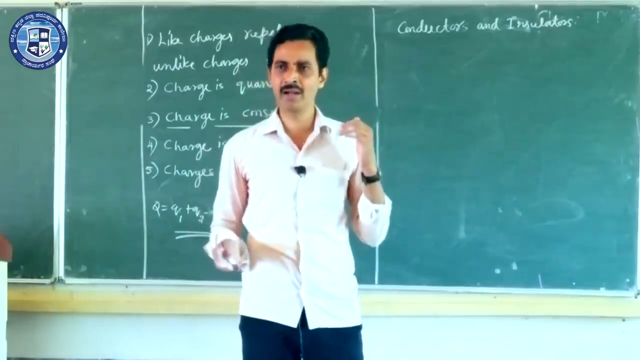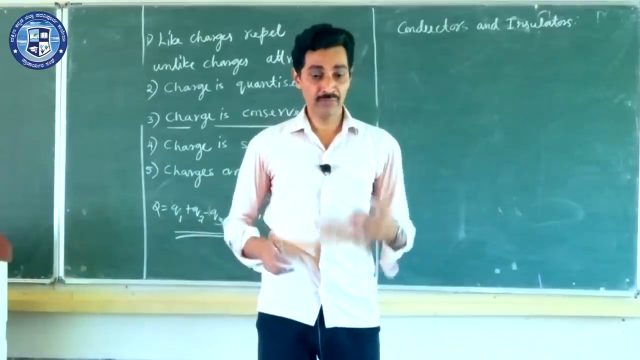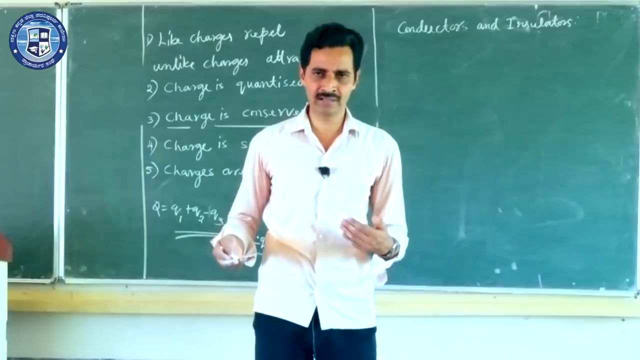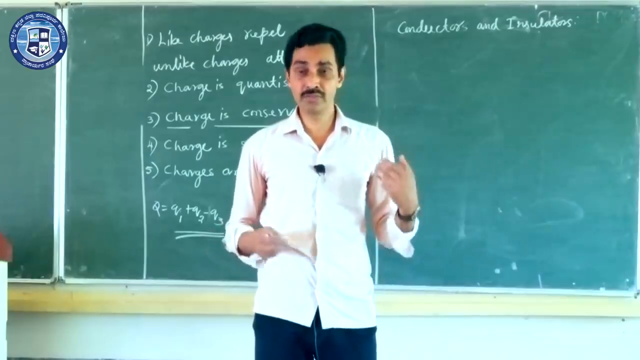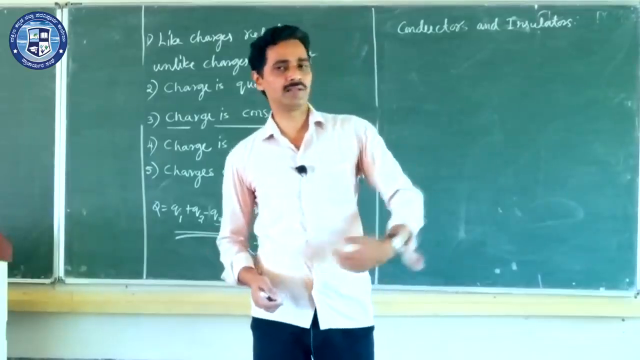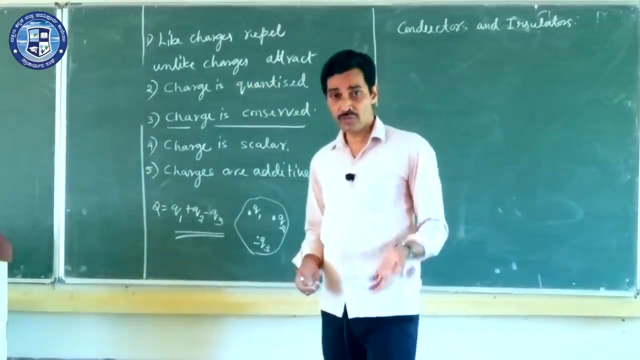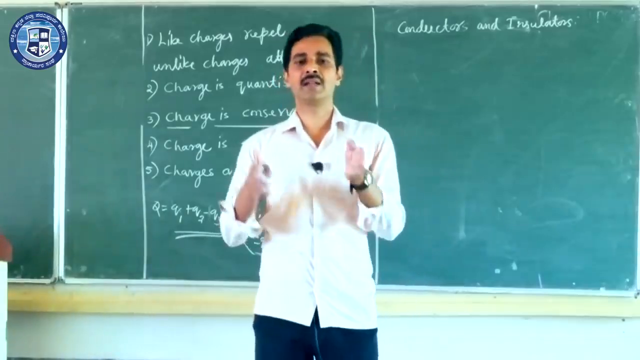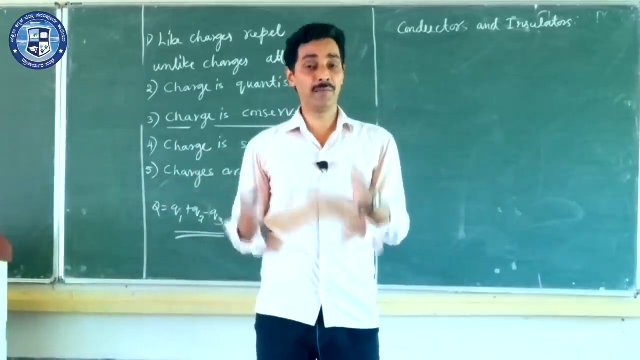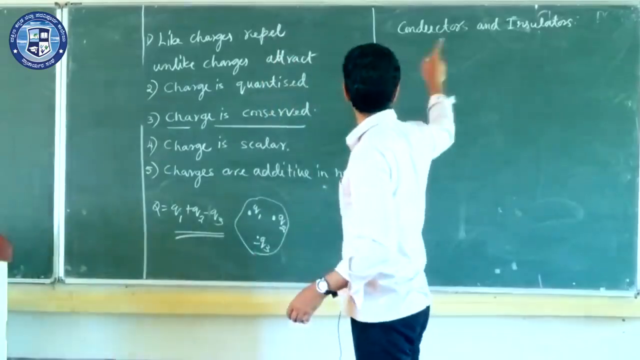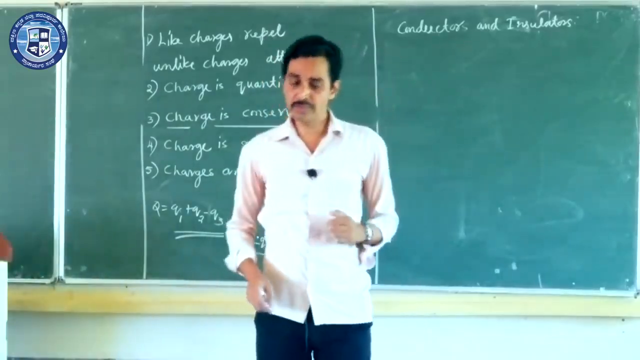Sir, why are they differentiated like this? If you try to pass electricity through wood, it doesn't allow the electricity to pass through. Whereas if you see a copper wire, it allows the electricity to pass through. What do you mean by that? If the charges can flow through a material, then it is called a conductor. If a material doesn't allow the charges to flow through, then it is called an insulator. Now why do they do so?